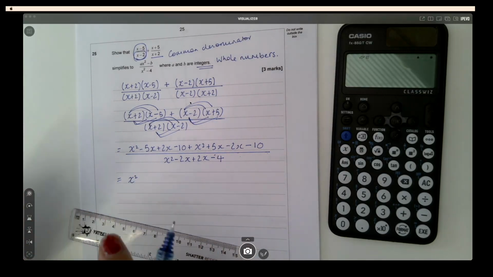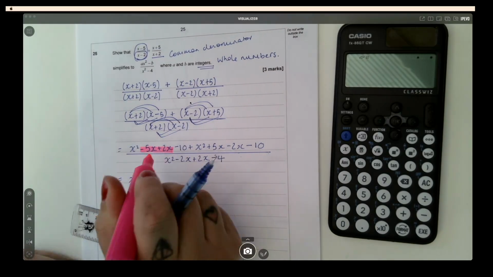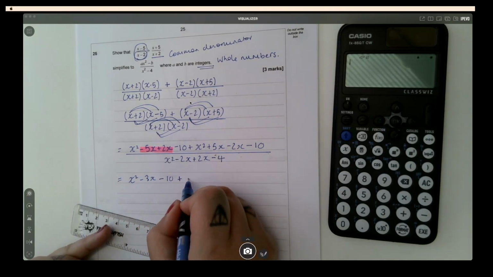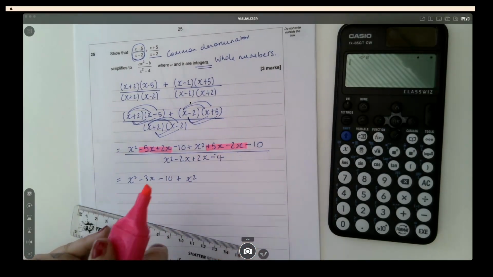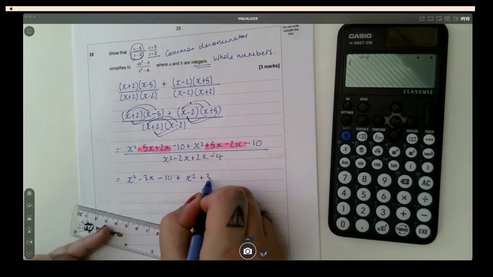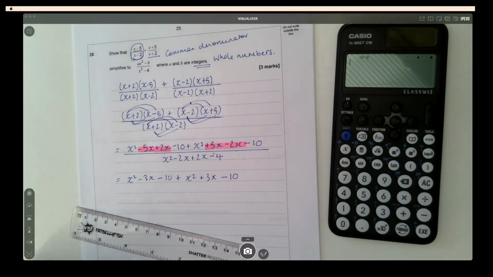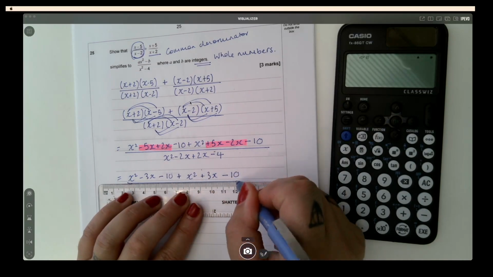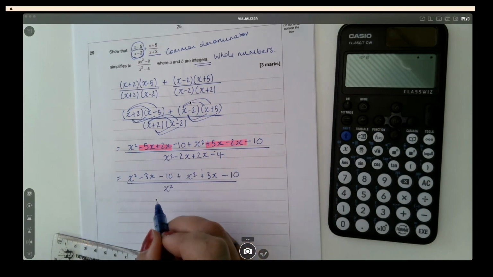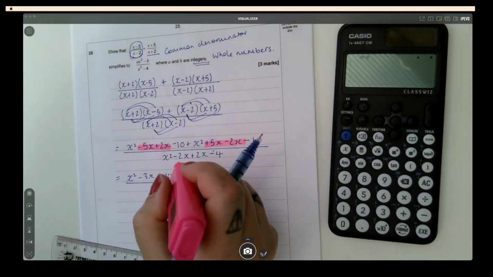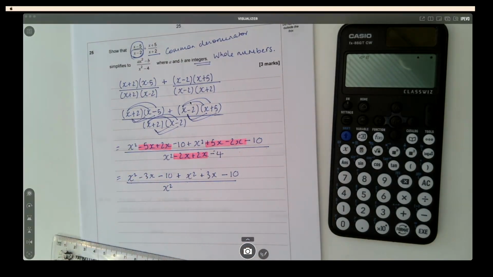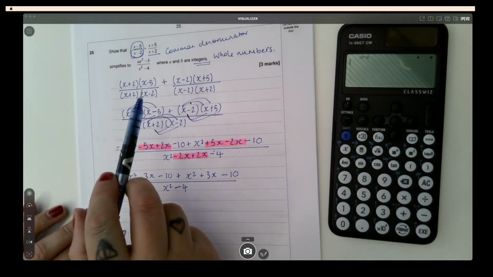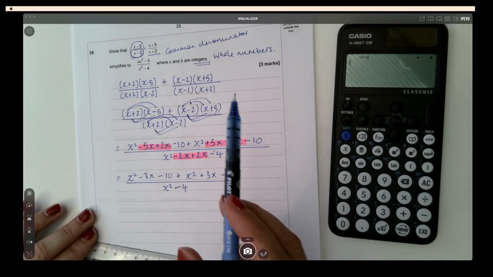So x squared, we have negative 5x plus 2x, which is negative 3x, subtract 10, plus x squared. And then we've got 5x subtract 2x, which is positive 3x, and then subtract 10. So that's simplified the top, so we're dealing with fewer terms. Let's do the bottom. We have x squared, and then negative 2x, add 2x, so they cancel each other out. That leaves us with x squared subtract 4 on the bottom, which is reassuring because that's what we're aiming for in this final form.